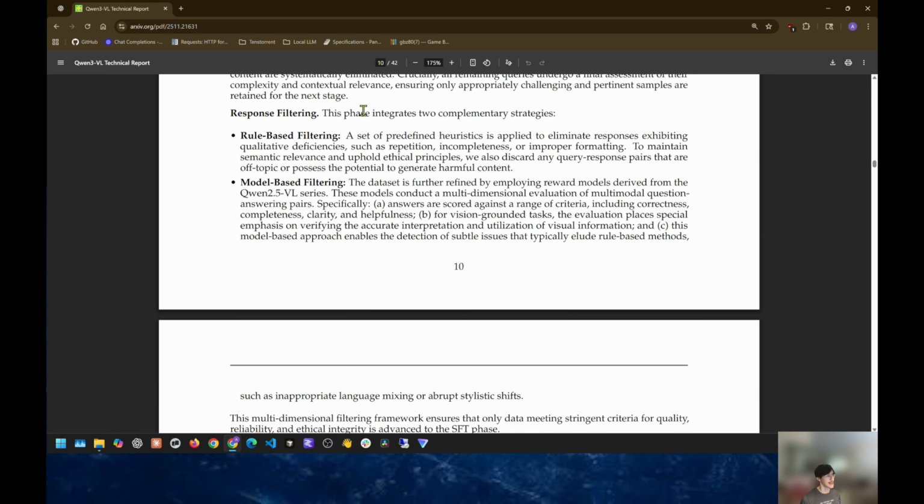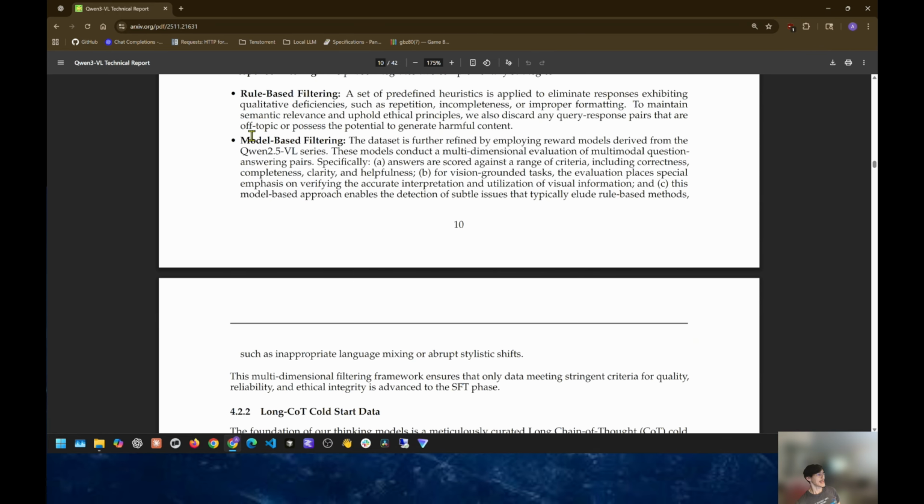Response filtering. This phase integrates two complementary strategies. Rule-based filtering. A set of predefined heuristics is applied to eliminate responses exhibiting qualitative deficiencies, such as repetition, incompleteness, or improper formatting. To maintain semantic relevance and uphold ethical principles, we also discard any query response pairs that are off topic or possess the potential to generate harmful content. Model-based filtering.